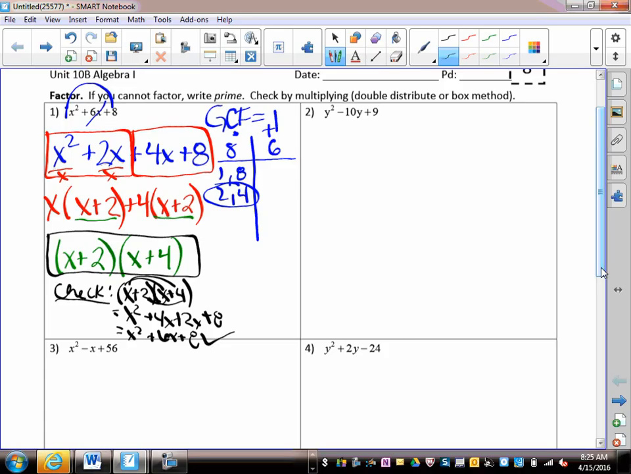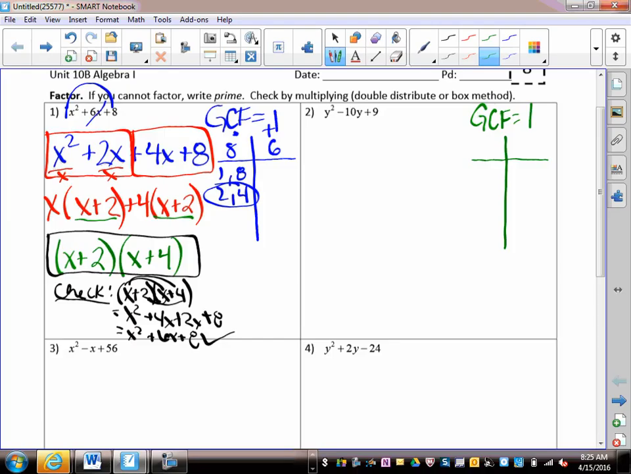Alright, so let's do number 2 now. Is it in standard form? Yeah. Do we have a GCF? GCF is just 1. Since it's only 1, we don't factor it out. T-chart.